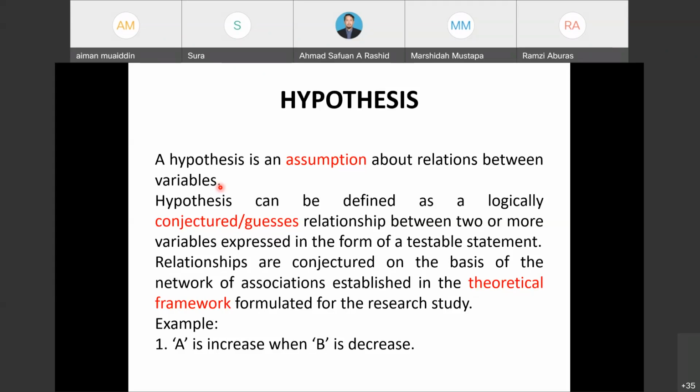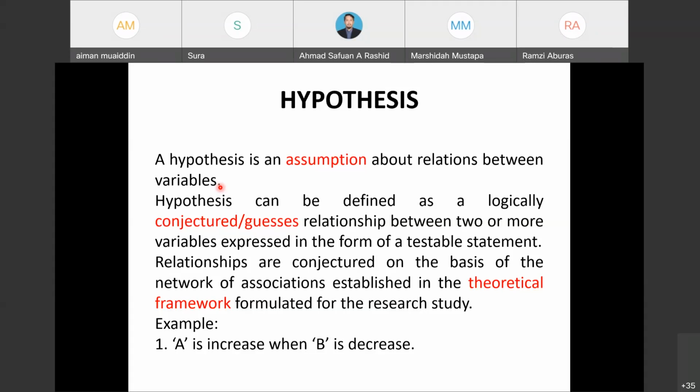Or if you want to conduct a social science study, you want to look at the age, the gender, the career background, or the education background. So that is the variable.